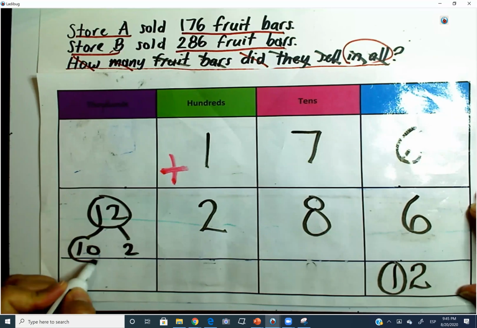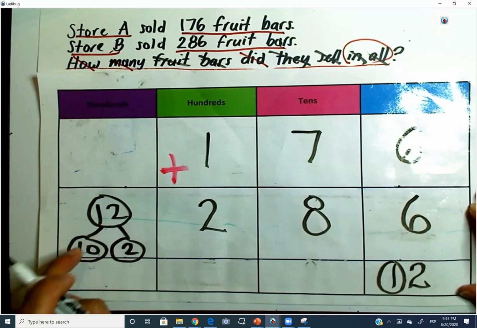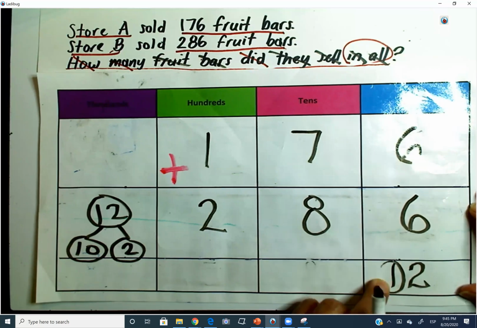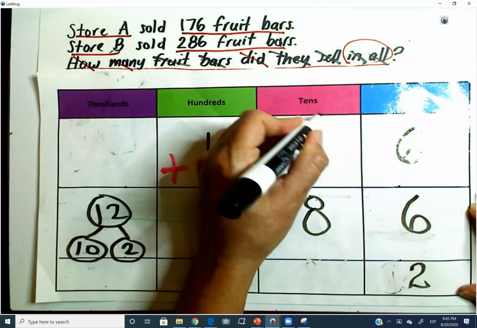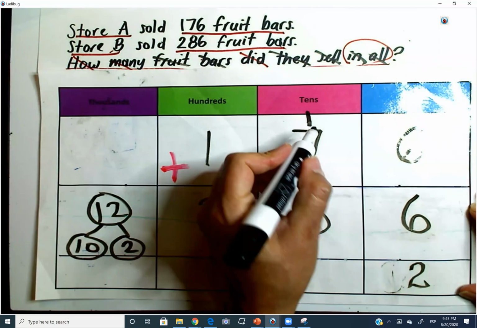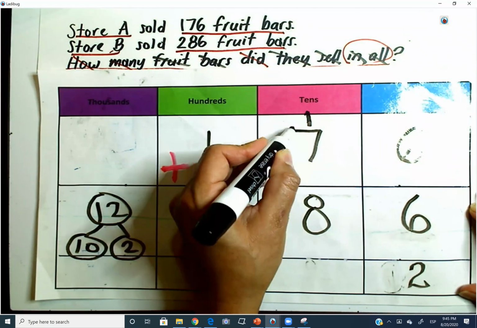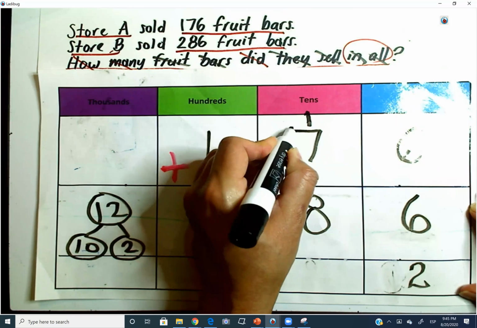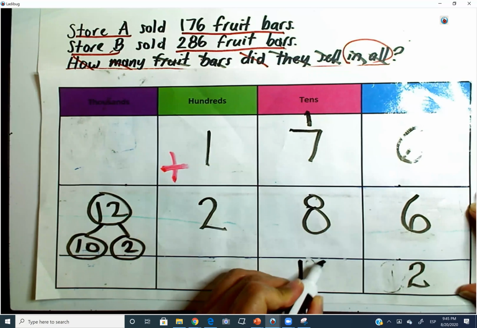This is a number bond. So the 2 is going to stay in the ones, and this 10, which is this one, has to go to the tens place. So I'm going to put that 1 all the way up here on the tens, because I have one more 10. So now I have 1 ten that I regrouped, plus 7 makes 8, plus 8 tens. Now 8 tens plus another 8 tens is going to make 16 tens.